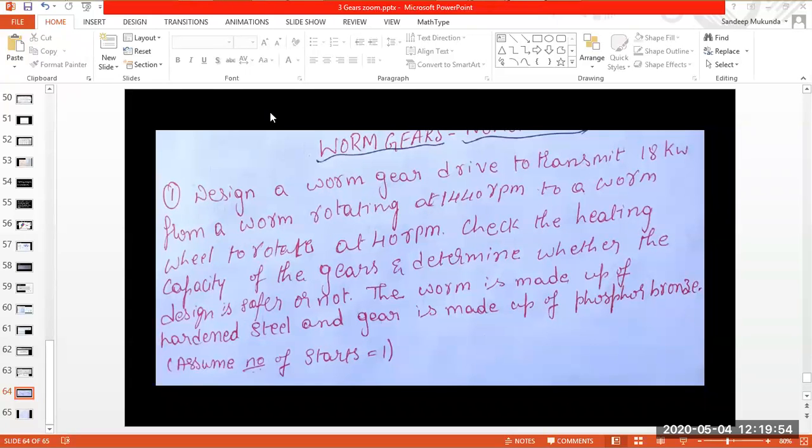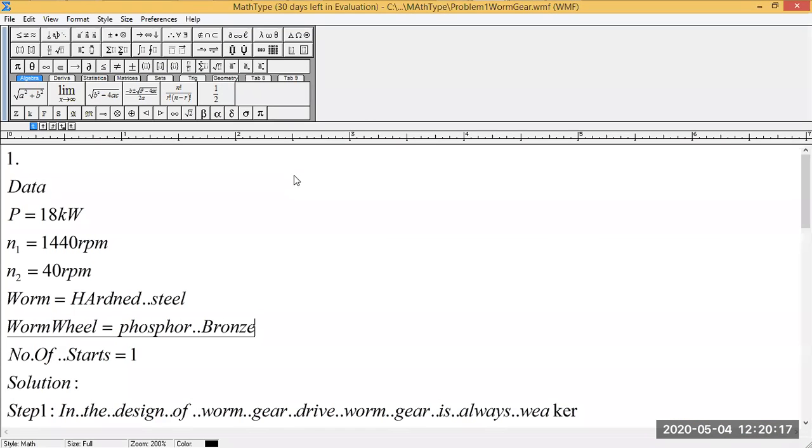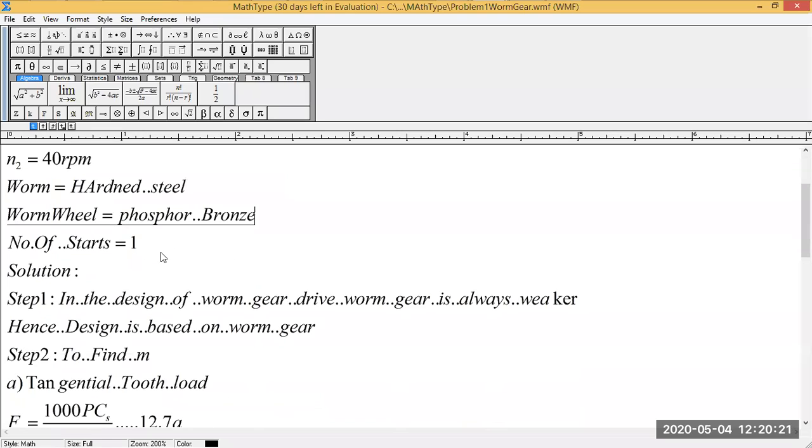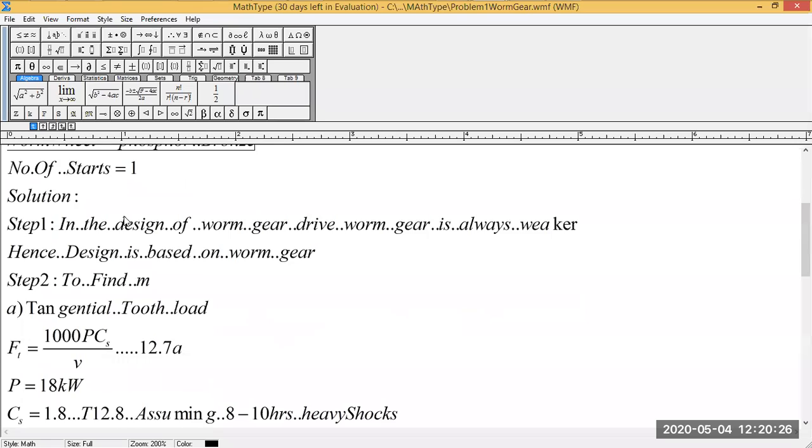Hello students. So today's class will wind up with the first numerical, and maybe let's start with the second numerical too. So let's continue with this. This is a numerical which we started on worm gear. Go back to the next slide. So we noted down the data, the RPM, the material for wheels, whatever data was given in the numerical.